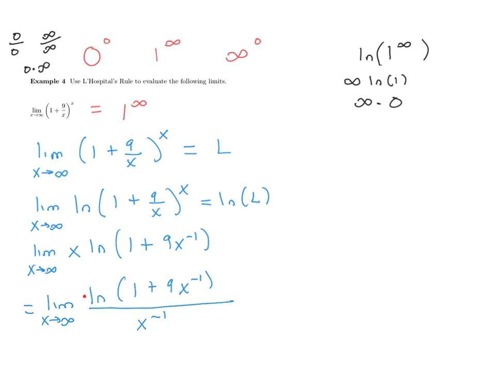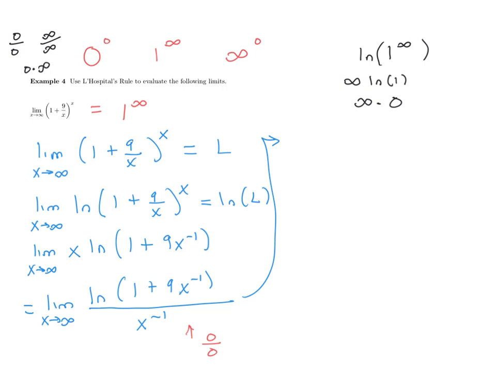Now check this out. As a fraction, is this of the form 0 over 0 or infinity over infinity? The answer is yeah. This goes to 0, so we have the natural log of 1, which is 0. 1 over x goes to 0 as well. This is a 0 over 0. So this fraction is of the form 0 over 0, and that means we can use L'Hopital's rule to solve it.